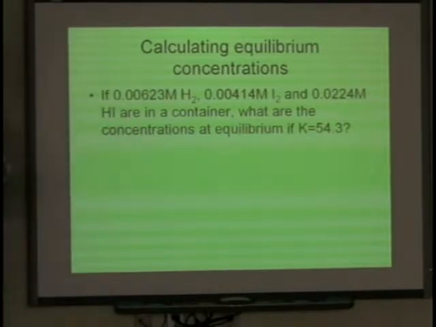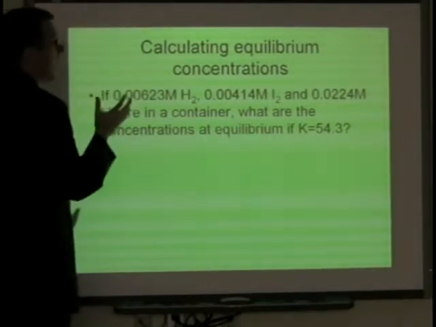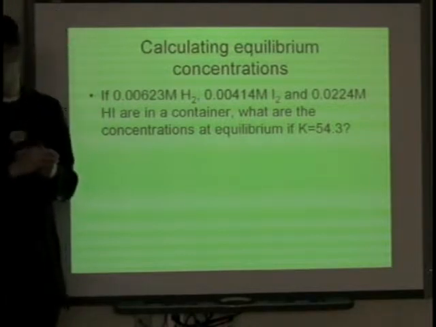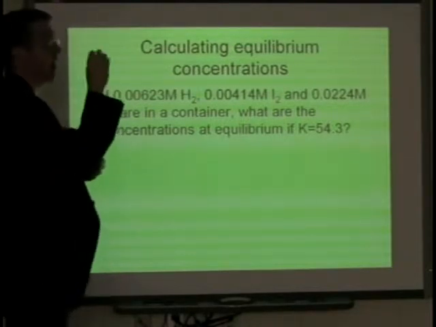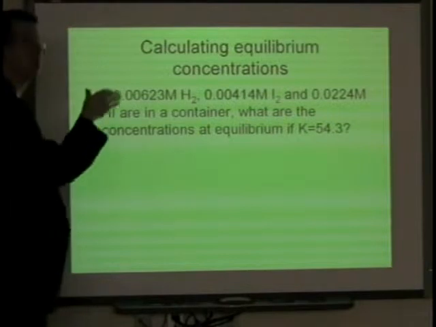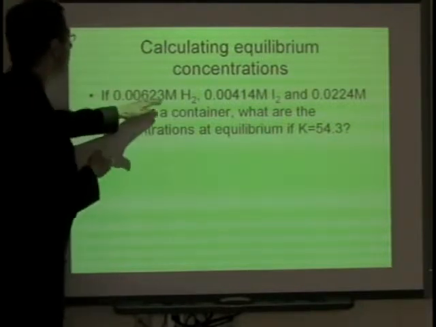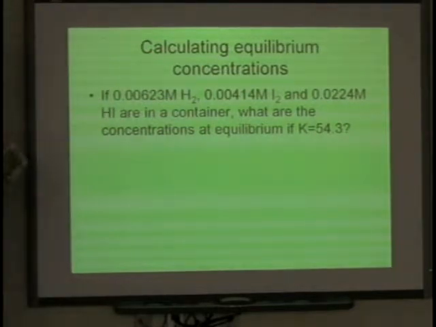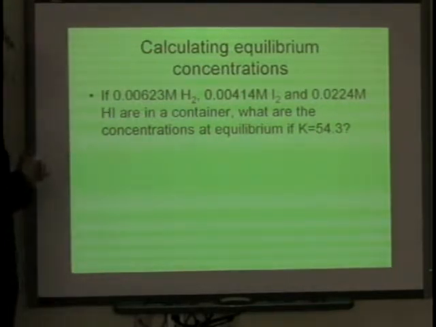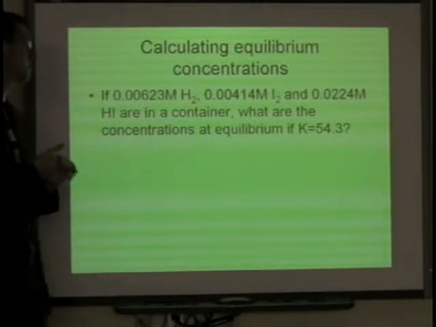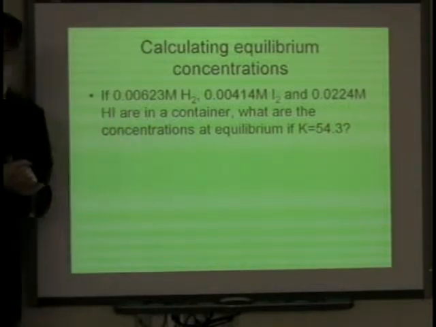So we're going to calculate equilibrium concentrations here. I'm going to warn you that this question is going to take a lot of work. So if you printed out your slides the way that I did, I would start at the top of the page with this calculation and work your entire way down because it fit my entire page as I worked on this. It says here's the concentrations you begin with of H2, I2, and HI in a container. What are the concentrations at equilibrium if the K value is 54.3?